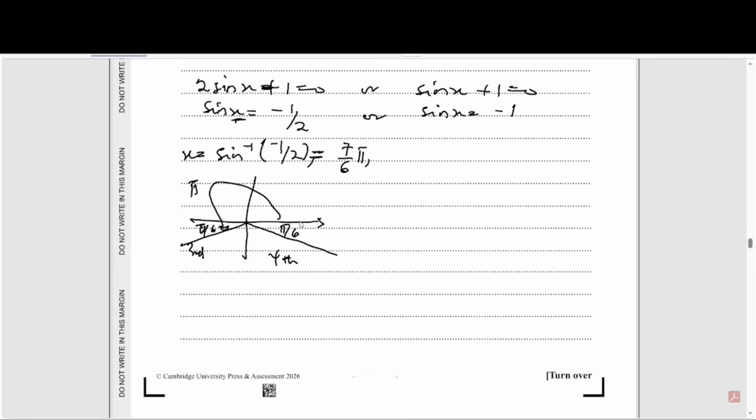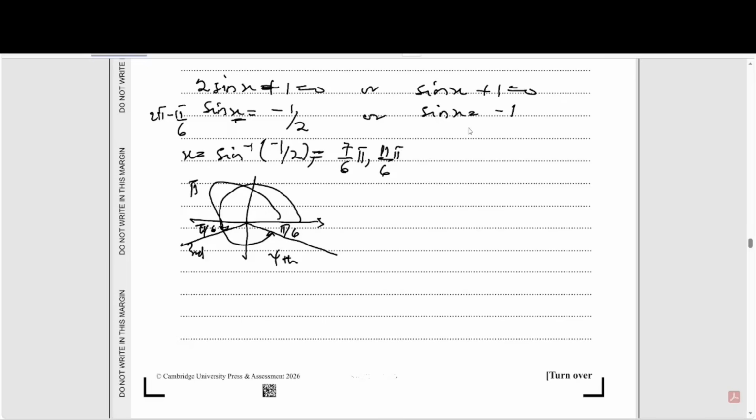Then next is you also read from the positive x-axis all the way to this line, and that is 2 pi minus pi over 6, right? So that is 11 pi over 6. So these are the two values within the range given between 0 and 2 pi.